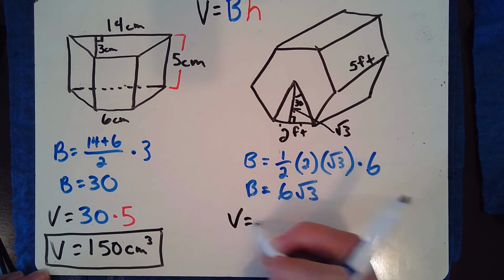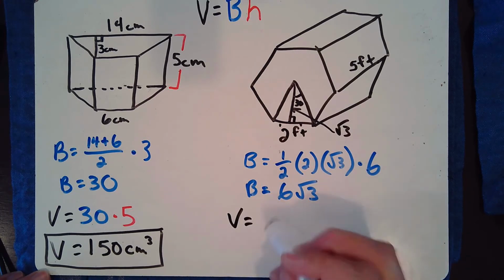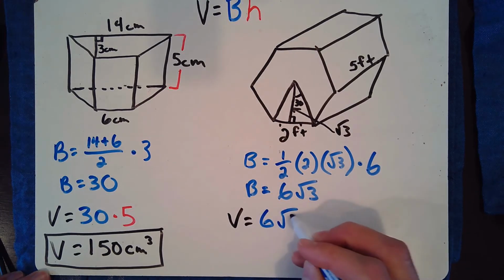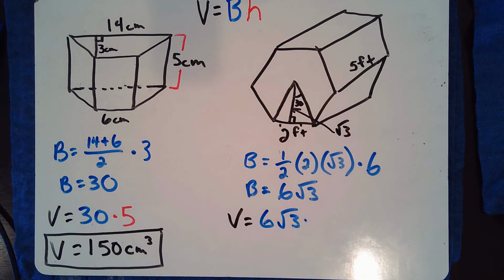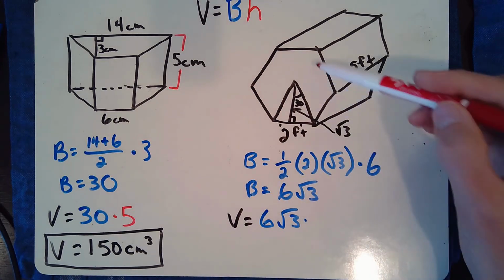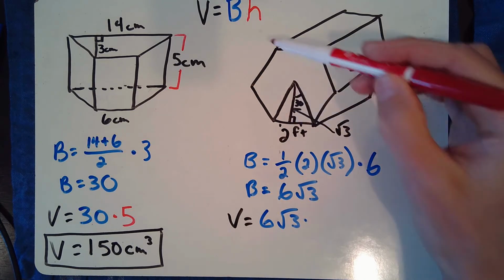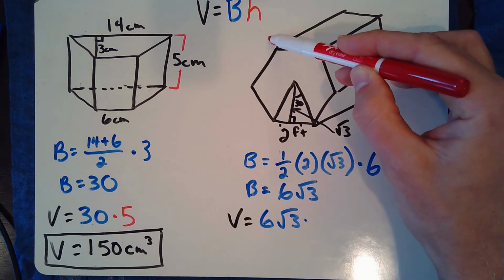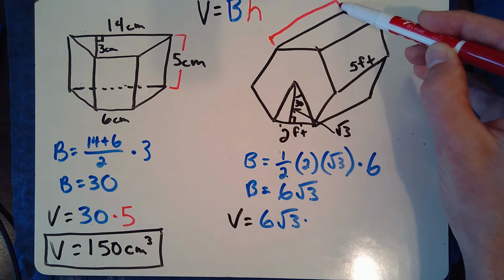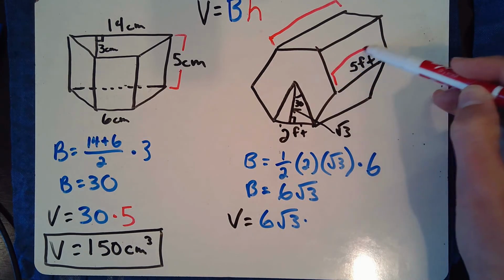Now, to find volume, I just want to do the base area of 6 root 3 times the height. And the height is not going up and down in this case. The height is the distance between the two bases. So it's the distance from this front base here to the back one, which is represented here with the 5.